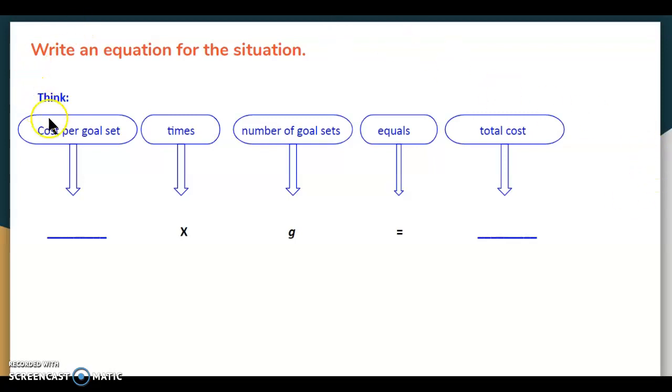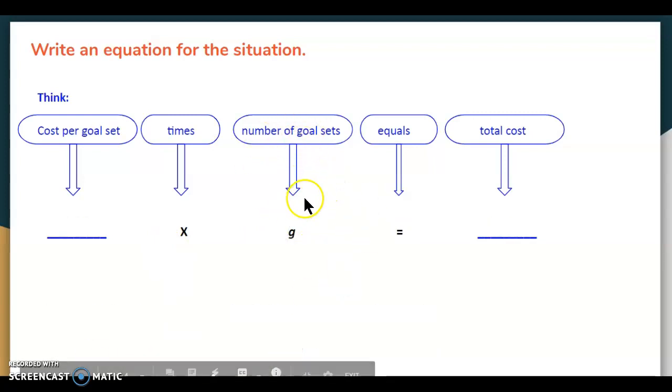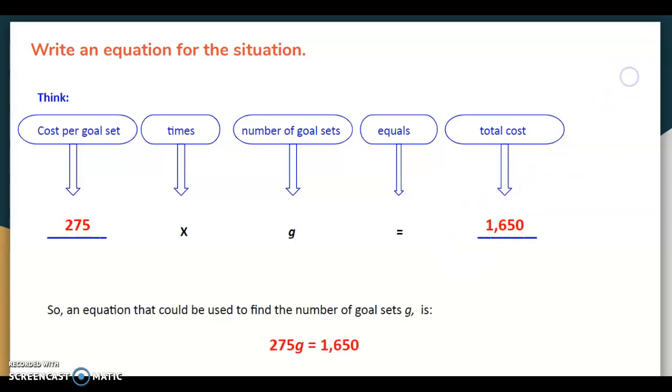They want you to think about what the cost per goal set is, so write that here. What's the cost per set? And then when it says times, they gave us the variable G, which is the number of goal sets. We don't know how many goal sets we need, and it equals the total cost. And I think they gave us the total cost, so you go ahead and write that in there. And I'm hoping that you wrote it, and there it is.